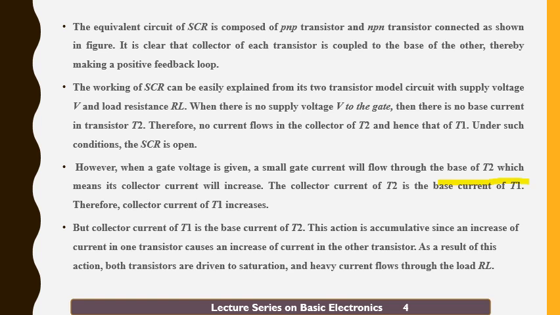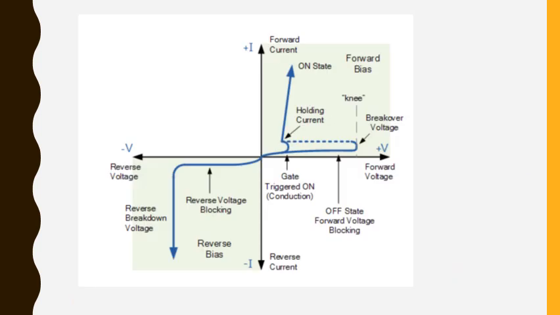Once the collector current of T1 increases, the collector current of T1 is the base current of T2. So this is a cumulative action, and an increase in the current in one transistor causes an increase in the current in the other transistor. As a result, both transistors will be driven into saturation, and a heavy current flows through the load. The load is connected to the SCR, so the current flows from the anode to the cathode terminal of the SCR.